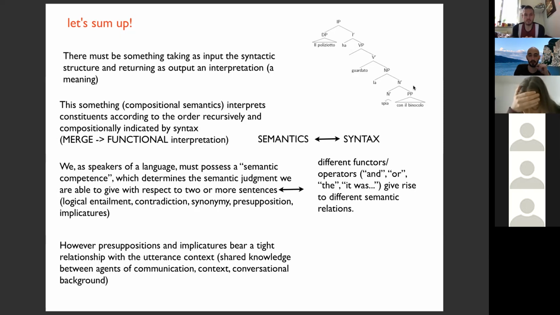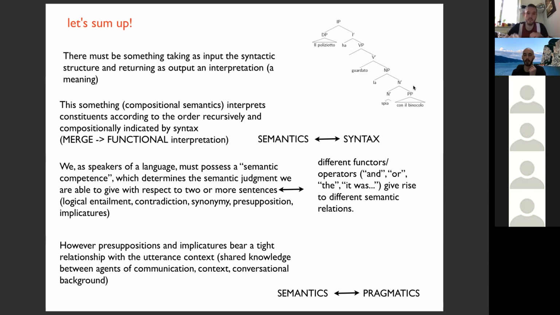So, question two: do we have a semantic competence? We must have a semantic competence that accounts for the fact that we all interpret certain things in the same way, and we all agree on certain meaning relations. As there is a correspondence between semantics and syntax, there is also a tight correspondence between semantics and pragmatics. This was the introduction of these important issues that are going to recur in our course over and over.